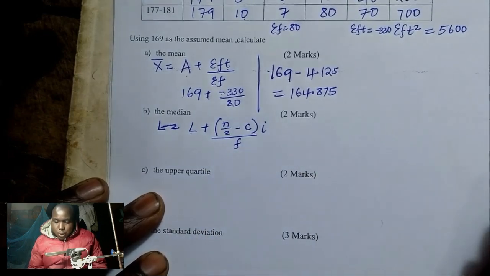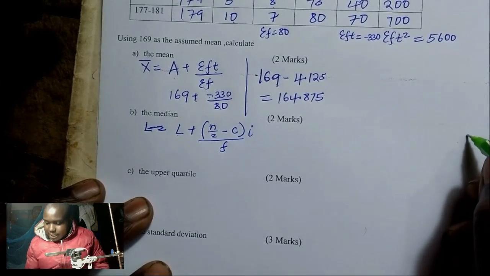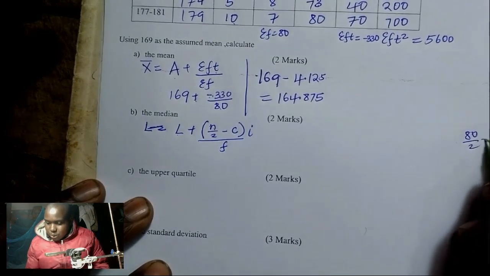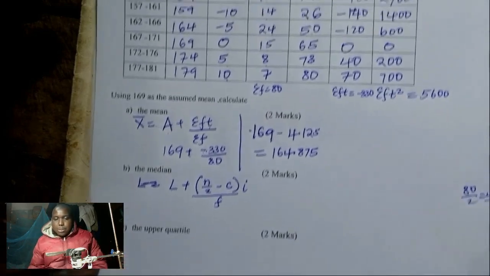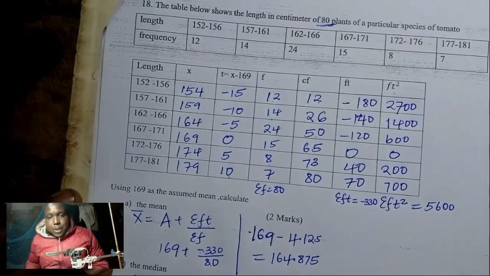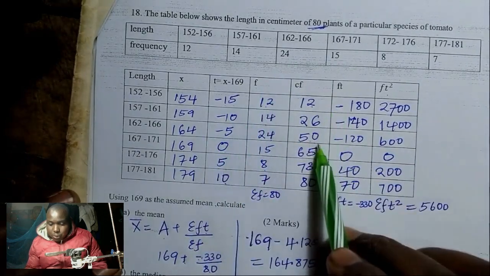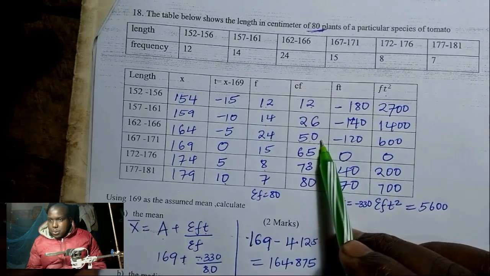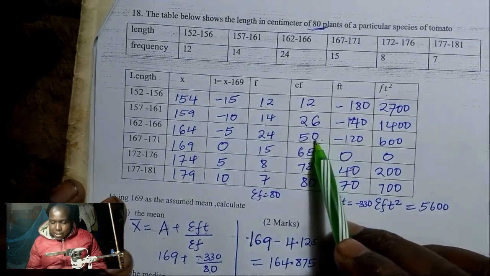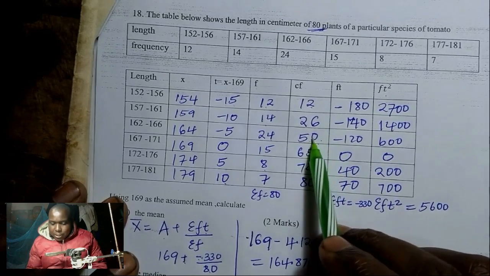So first we need to know where our N is. You start somewhere here and you write that N is 80. So divide by 2, so it is 40. So our median class is at 40. You come to the cumulative frequency and check where we have the cumulative frequency 40. Now we don't have 40. You see that? Since we don't have 40, that means our median class lies between 40 and 50.